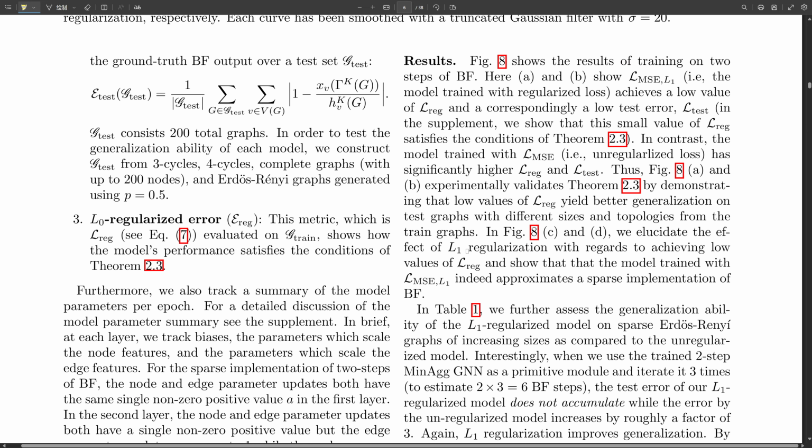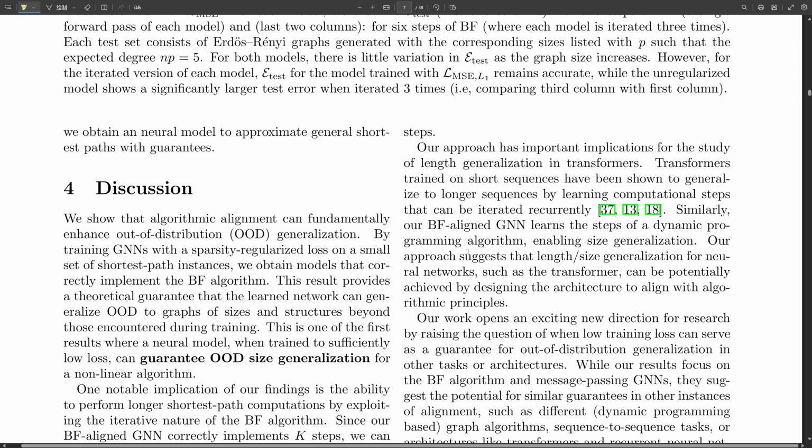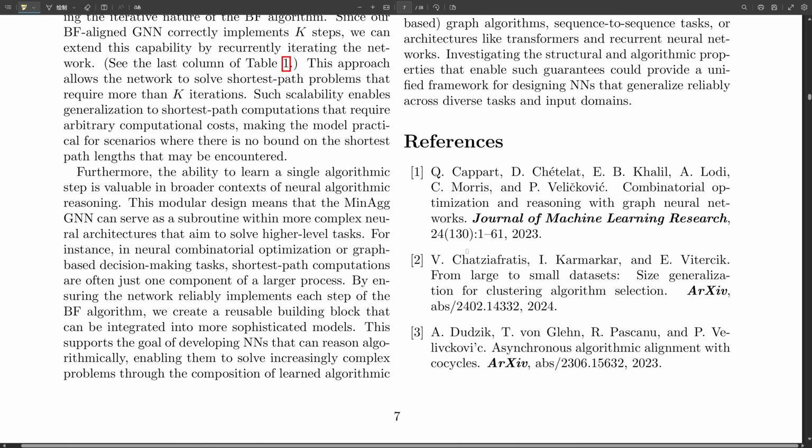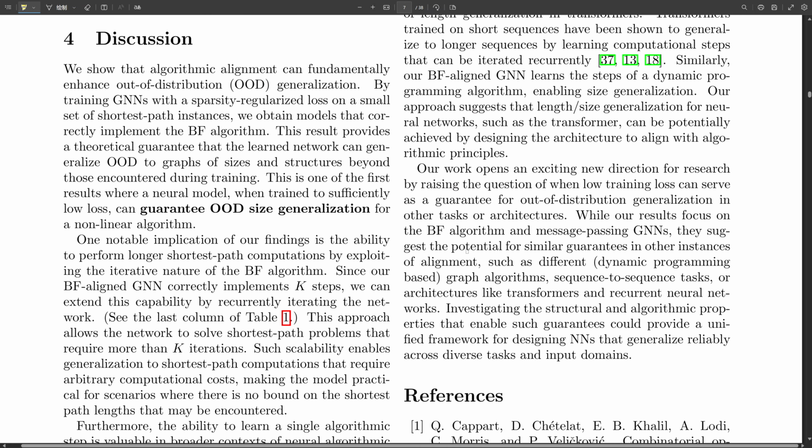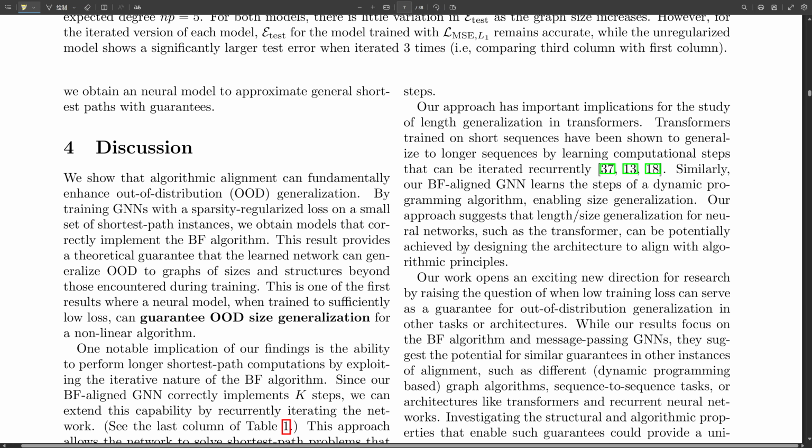So just to wrap things up, what are the biggest takeaways from this research? What are those aha moments that really highlight what's new and innovative here? Well, I think the biggest aha moment is the idea of algorithmic alignment. This notion that we can design neural networks to mimic the steps of well-established algorithms like Bellman-Ford. So it's about leveraging the power of existing knowledge and embedding it into these networks.